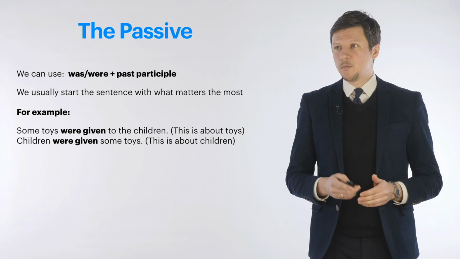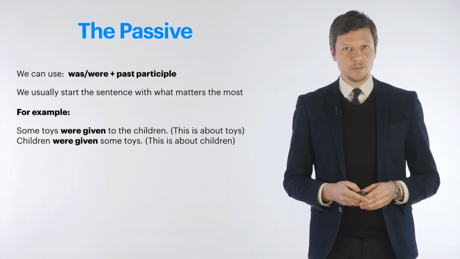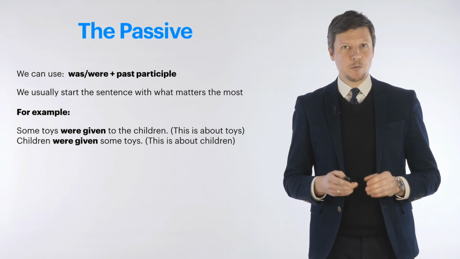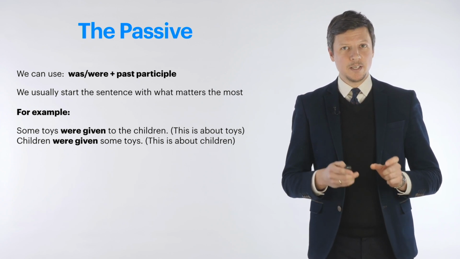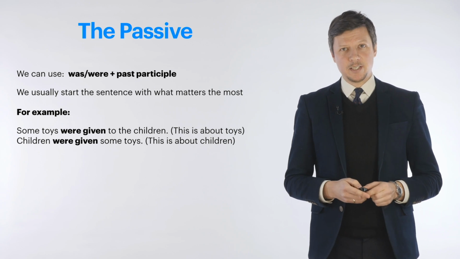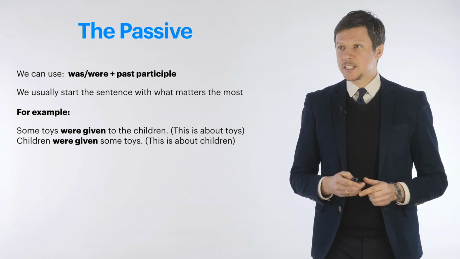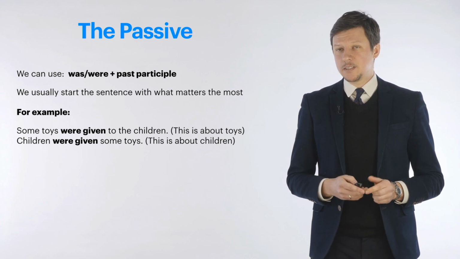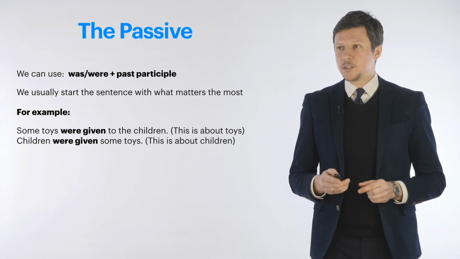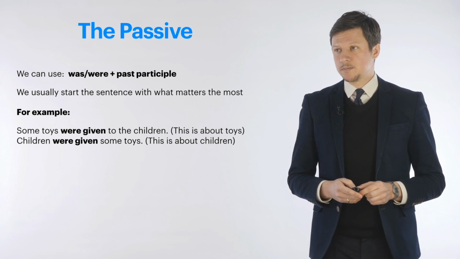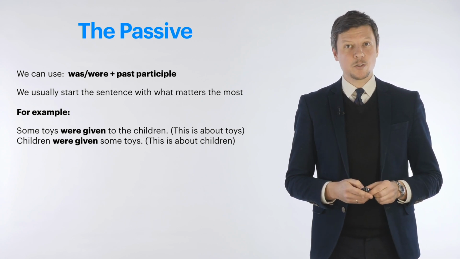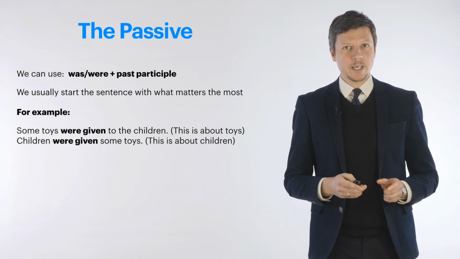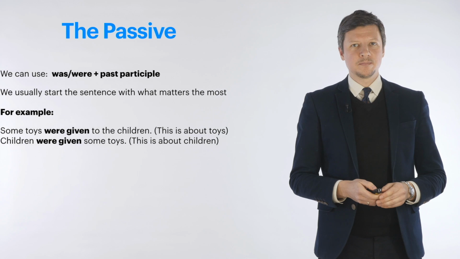We can use was or were and the past participle. This is when we want to emphasize what is important. We usually put the important bit in the first part of the sentence. Let's see two examples. Some toys were given to children. This is about toys. Children were given some toys. This is about children. We put what matters the most at the beginning of each sentence.